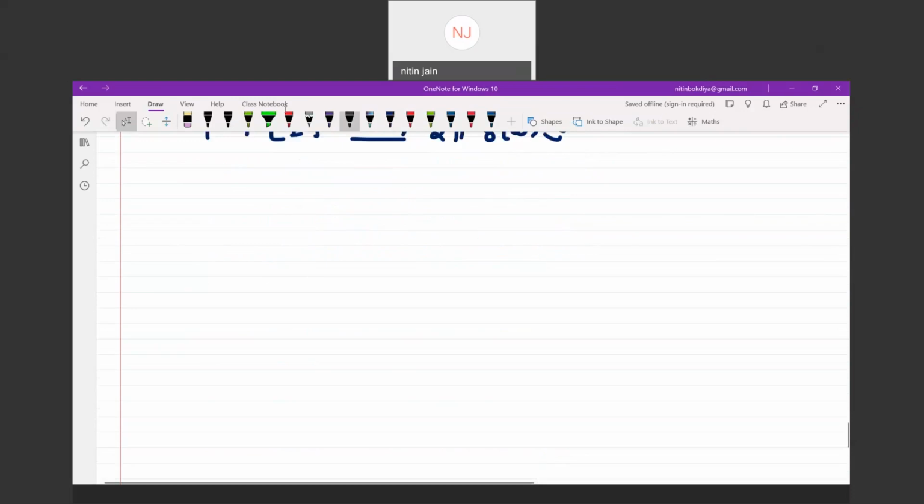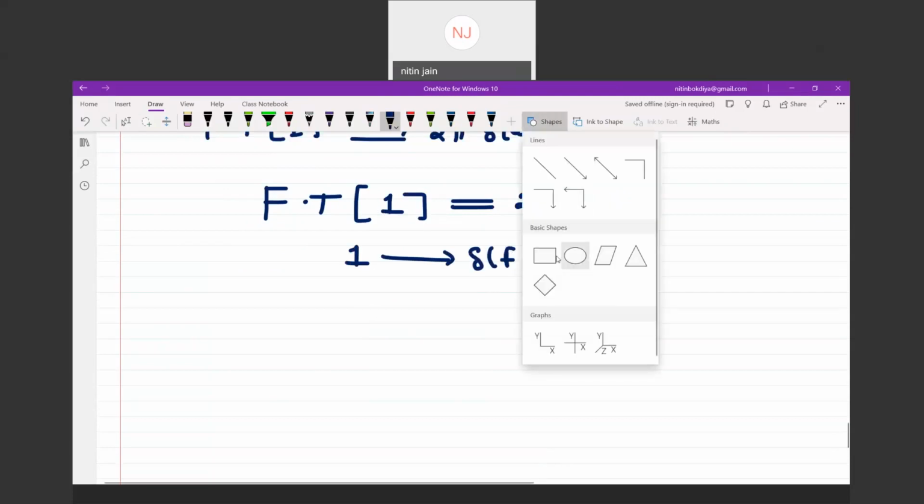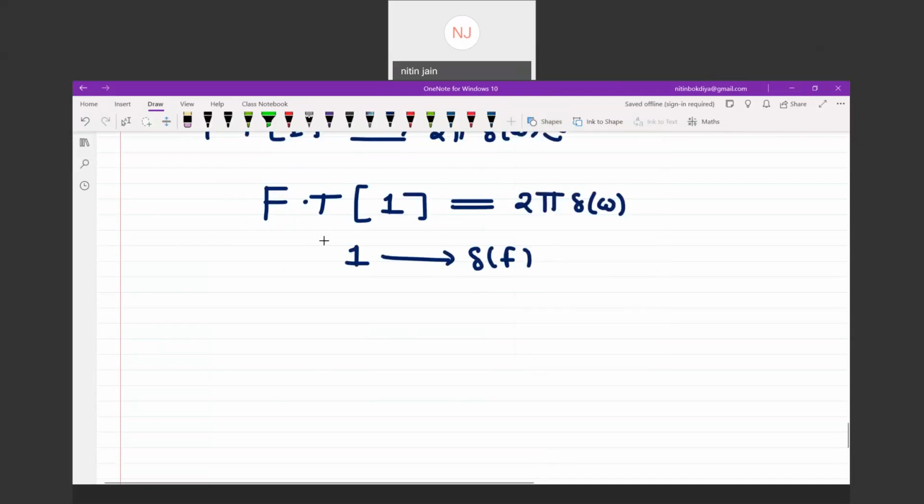Now, what is the Fourier transform of 1? The Fourier transform of 1 is 2 pi del omega. And if you want to write it in the f domain, then the Fourier transform of 1 is del f. This is an important result. This is also one important result.